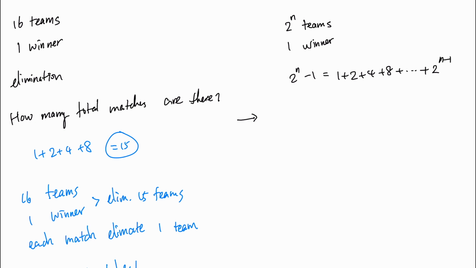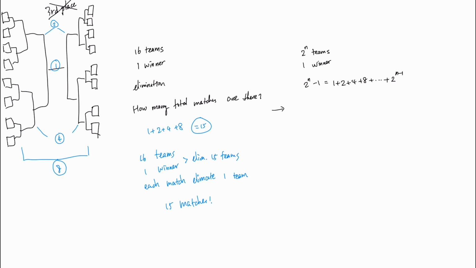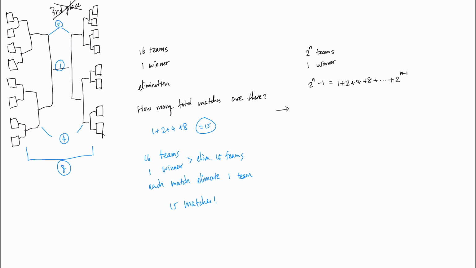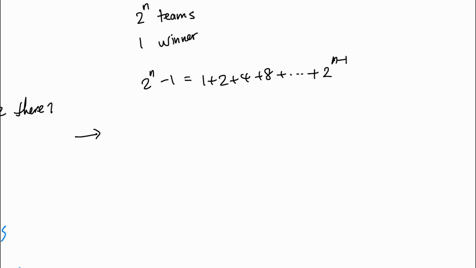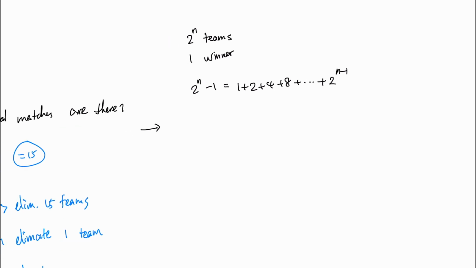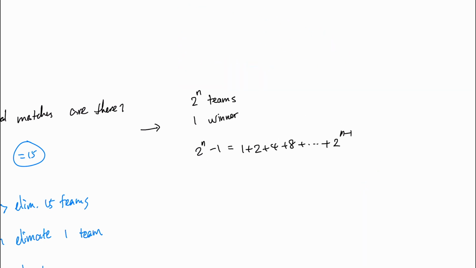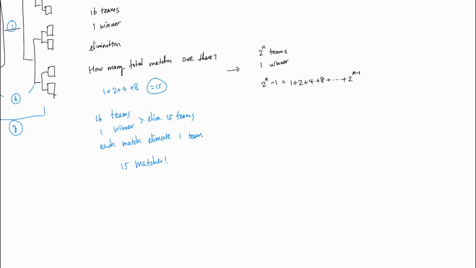In the last round, all 2 to the n teams are going to participate, and 2 teams are going to be in the same match. So in the last round, there are going to be 2 to the n minus 1 matches. So we get this interesting result. Now, how do we extend this result even further, to generalize it to any geometric series?